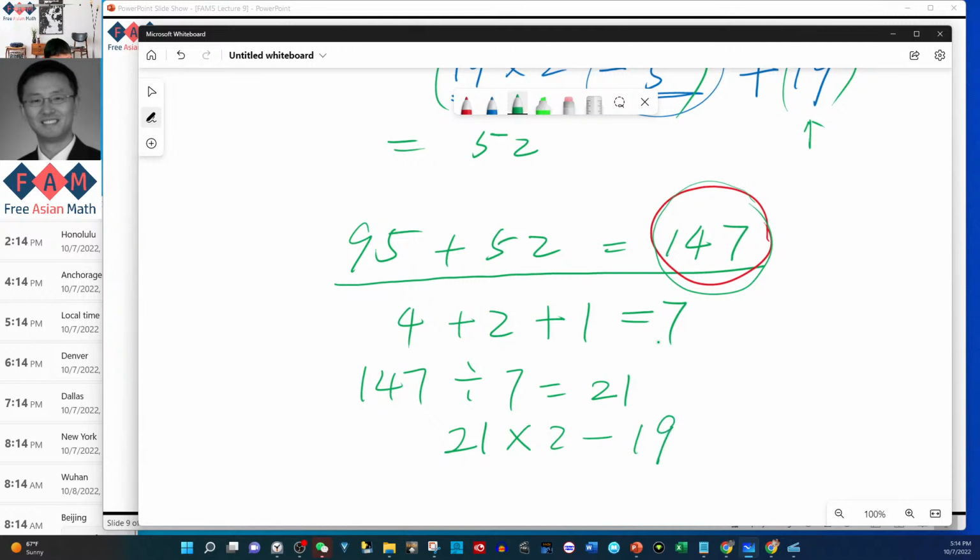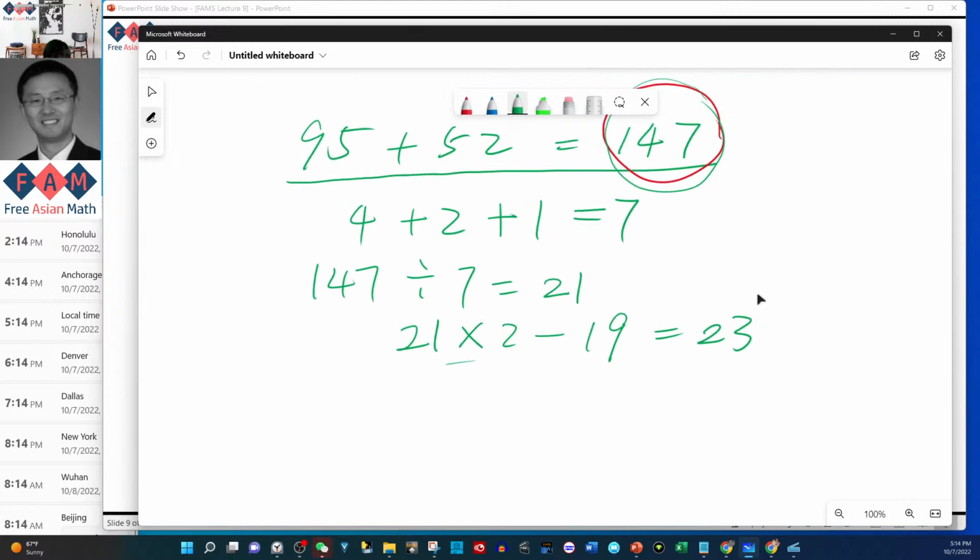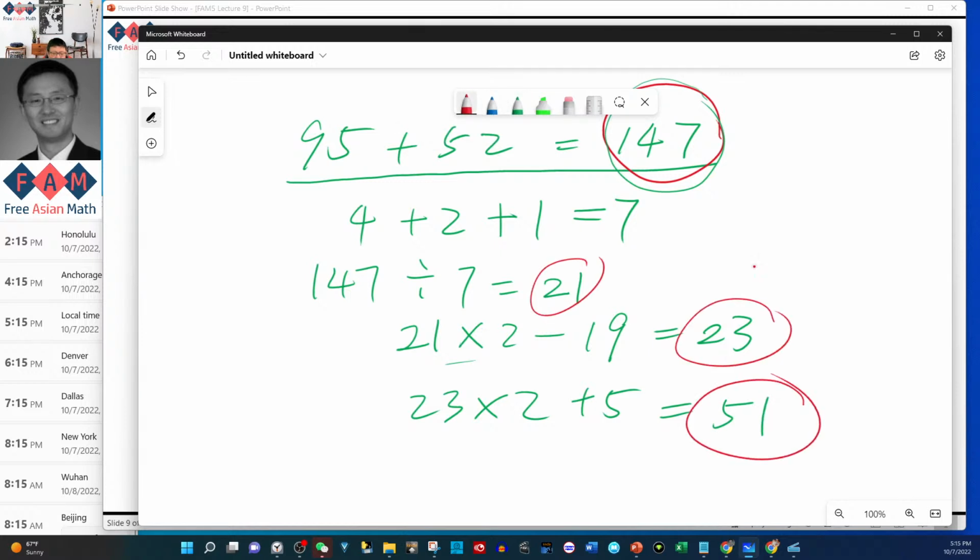Remember, Betty is 19 years younger than twice Carol's age. So this is 42. 42 minus 19, that's 23. Okay, so Betty is 23. And what is Alice's age? Alice is 23 times 2 and plus 5. So this is 46 plus 5, that's 51. So those are the ages of those 3 ladies.